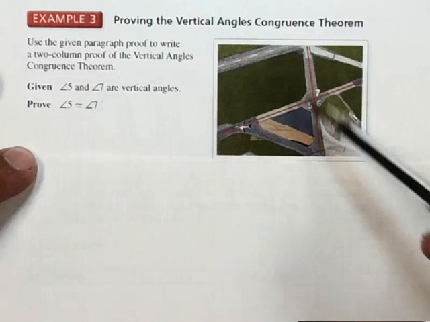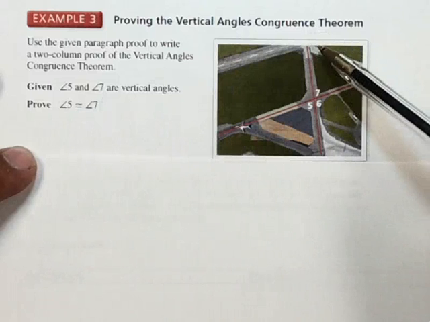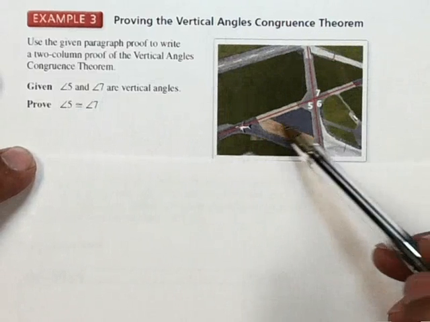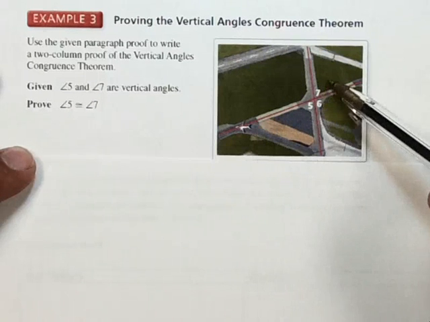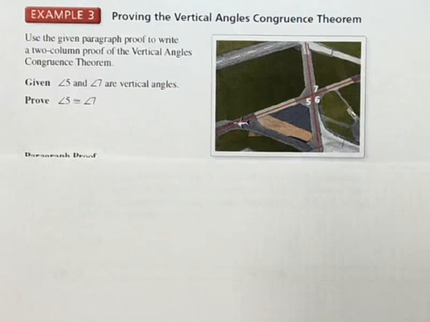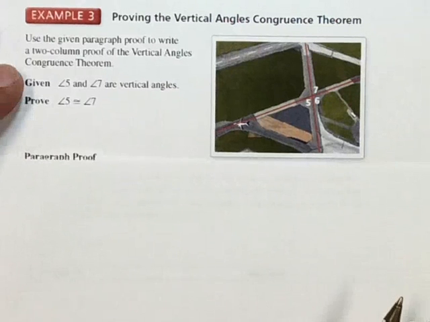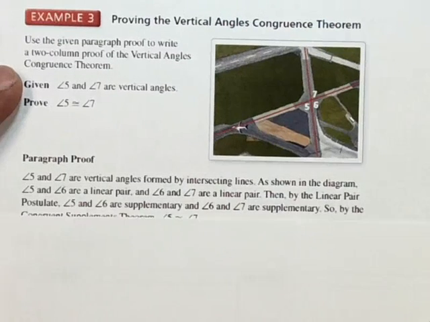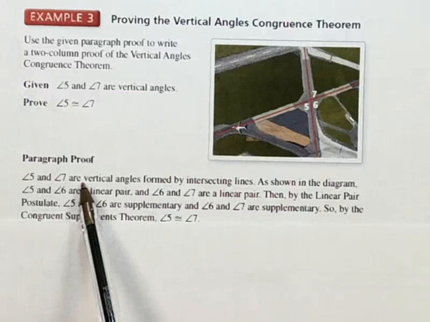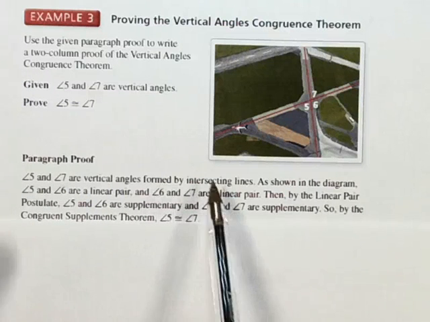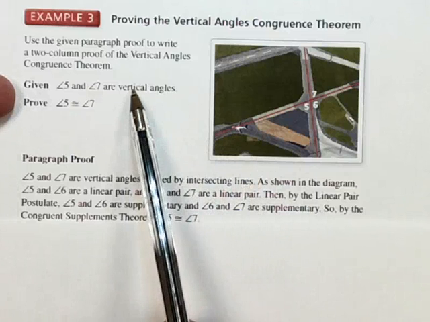So we're starting off with this picture here. I got these, I guess, runways that intersect, and they form these vertical angles. 5 and 7 would be the vertical angles, and we want to prove that vertical angles are actually congruent. So what we would do, in paragraph form, is say angle 5 and angle 7 are vertical angles formed by intersecting lines. I can say that because that's what was given to me.